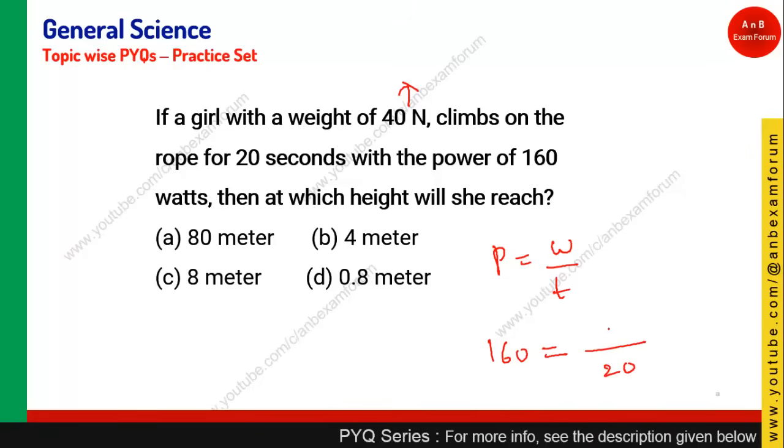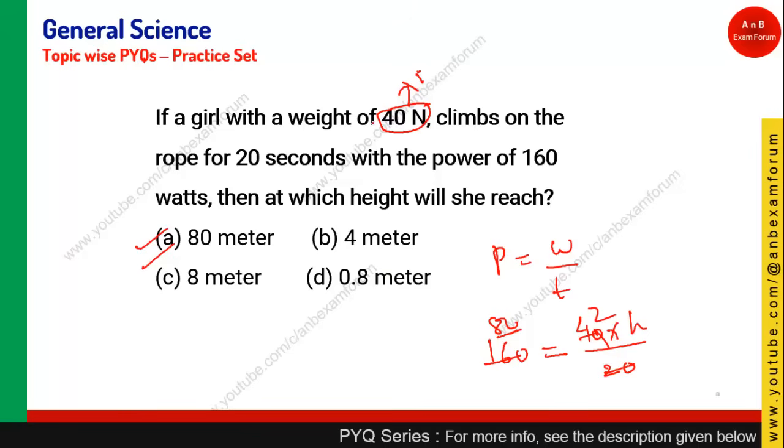Work done, we know that it is mgh. So mg, this is basically given in Newton. Newton is force, force is what? mg. Okay, so it is basically 40 into height, so she is going to reach 80 meters. Okay, so 80 is the answer.